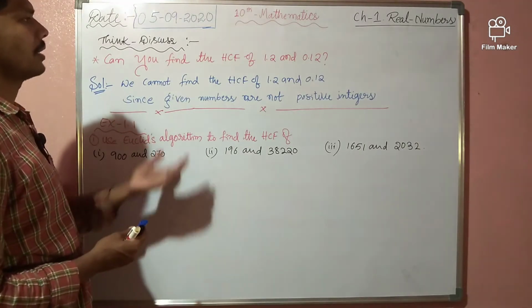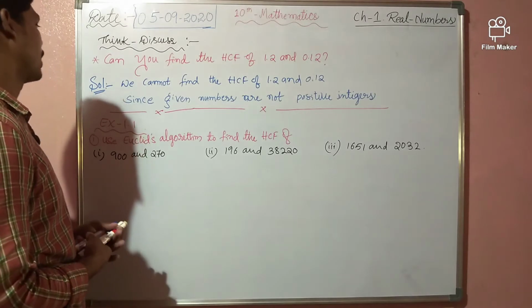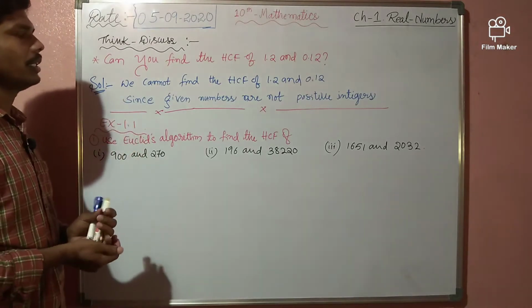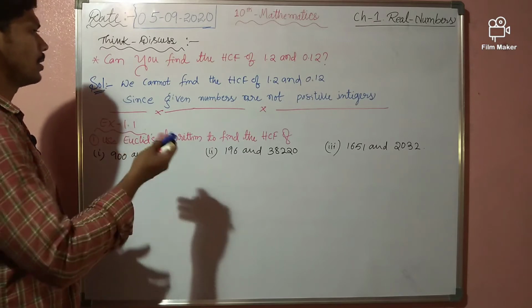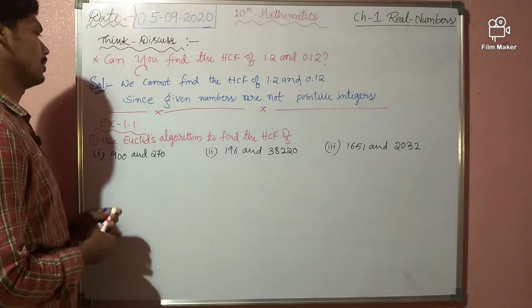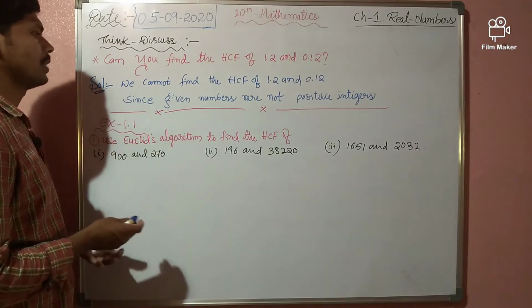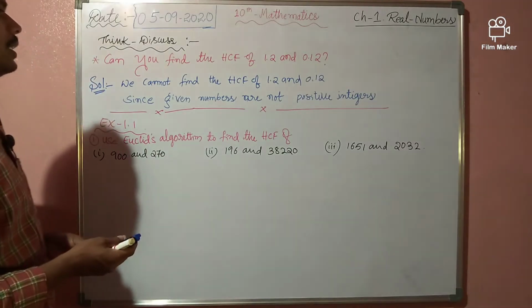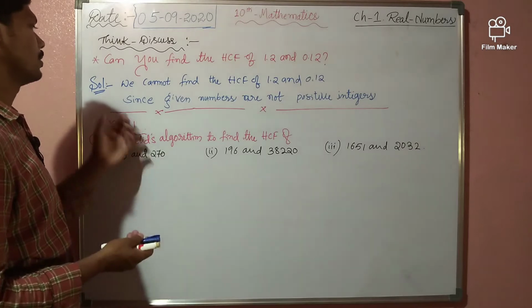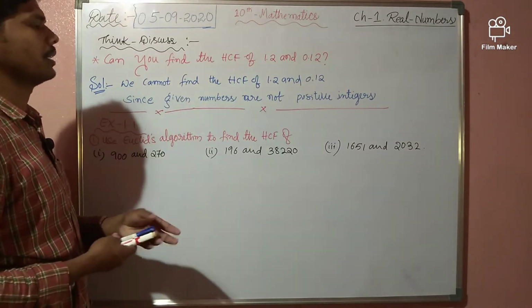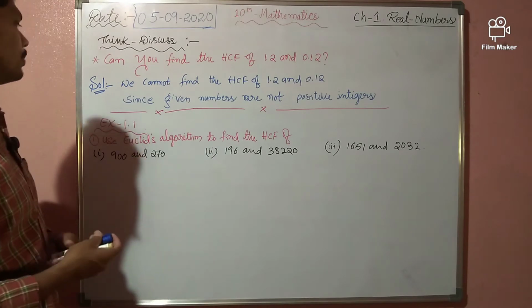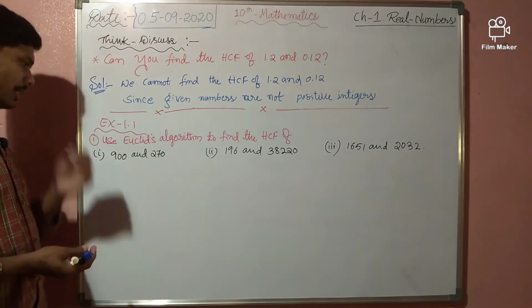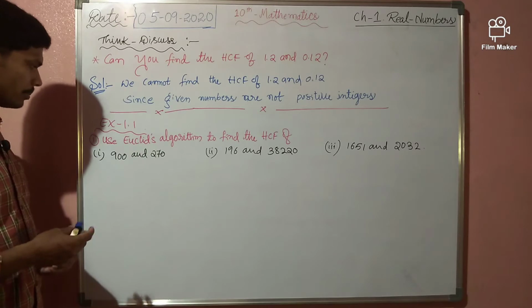Here the given numbers are decimals. So the condition is we cannot find the HCF of 1.2 and 0.12. Why? Because these are decimals. Hence we can find the HCF only for positive integers. Since the given numbers are not positive integers, we cannot find the answer for these two given numbers. Next we enter into exercise 1.1.